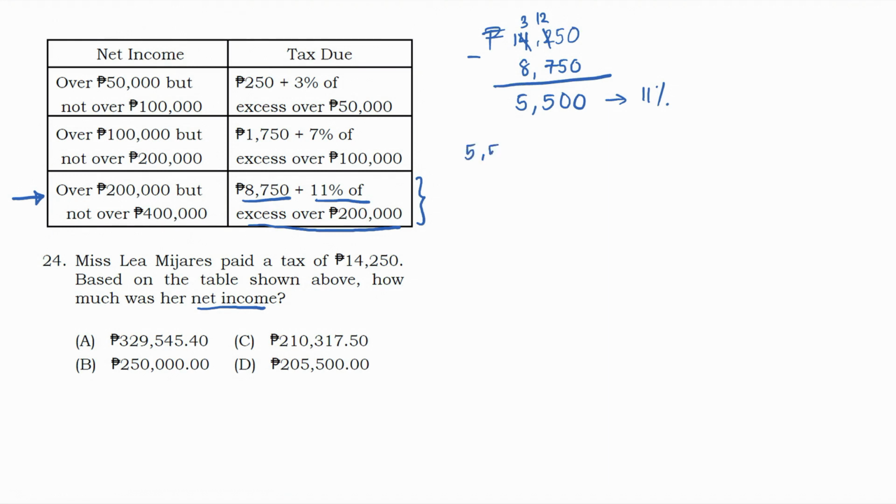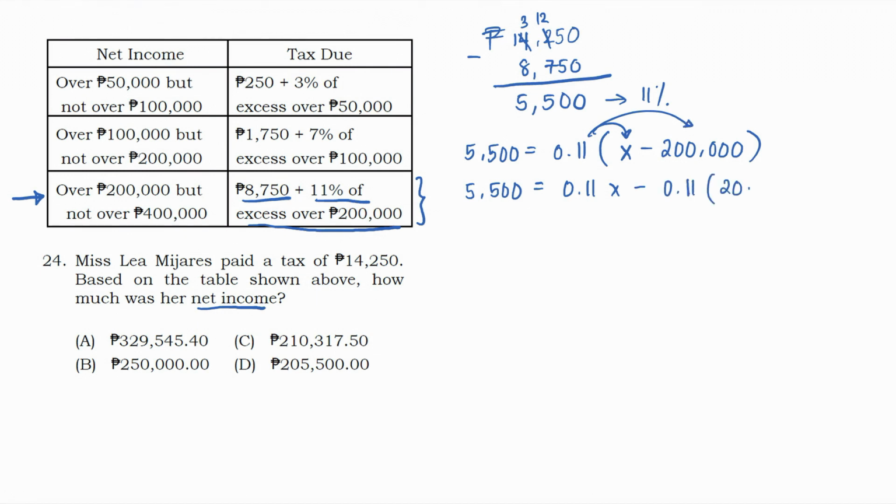So, paano natin yan gagawa ng equation? Magiging ganito yan. 5,500 is equal to 0.11 times excess daw no over 200,000. Ibig sabihin, kung X yung net income ni Miss Leia, babawasan natin siya ng 200,000. Yan yung 11% no excess over 200,000 pesos. Tapos, pwede na natin siyang isolve. So, 5,500 is equal to 0.11 times X. I-distribute lang natin yan. Minus 0.11 times 200,000.